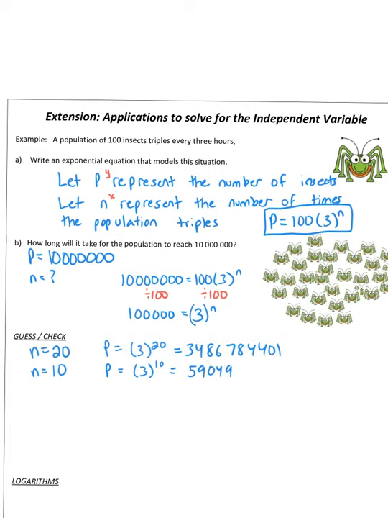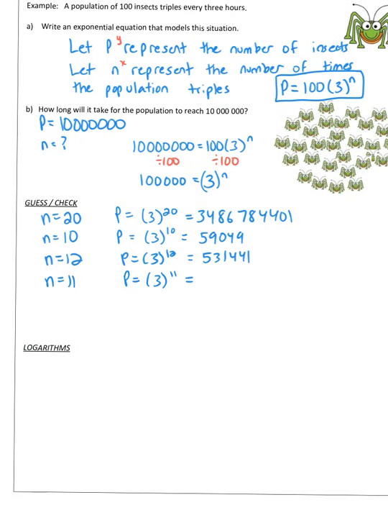So I'm going to pick another number that's pretty close, and you could do n to the 12. And you can see that we are quite a bit above again. Now we are at 531,441. So now I'm going to choose n is 11. And when you do that, you now get 177,147. So we're definitely getting closer. And you can see that our answer is somewhere in between when n is 10 and when n is 11.